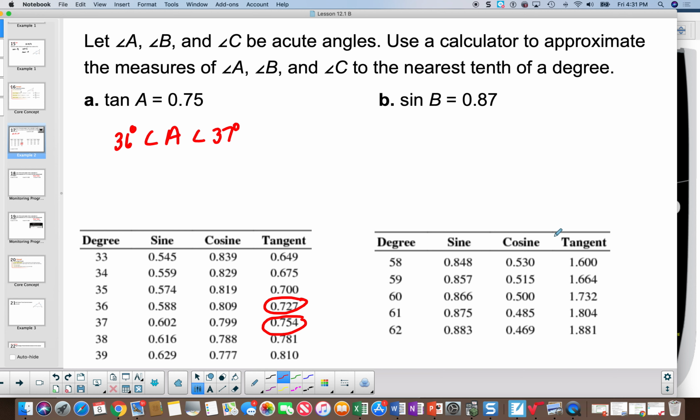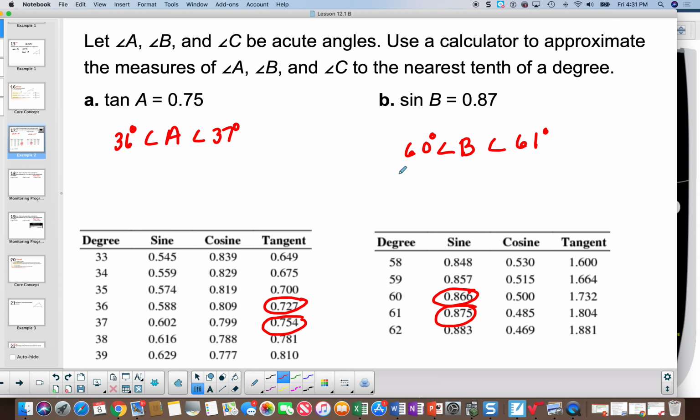Now here is sine. We're looking for the angle. 0.87 is between these two numbers. That's the sine. So I know angle B is between 60 degrees and 61 degrees.